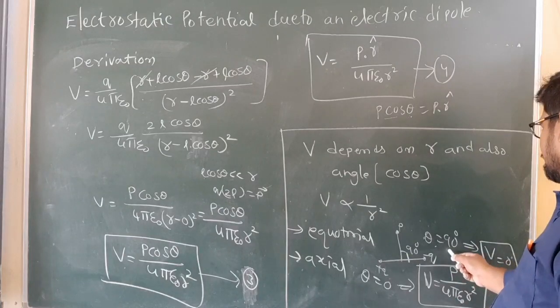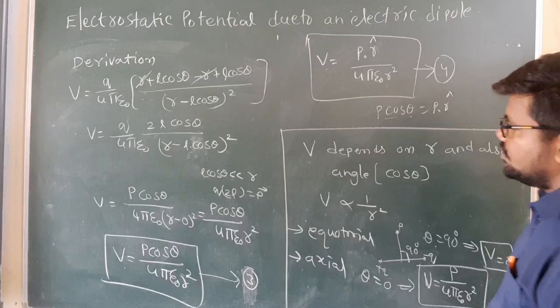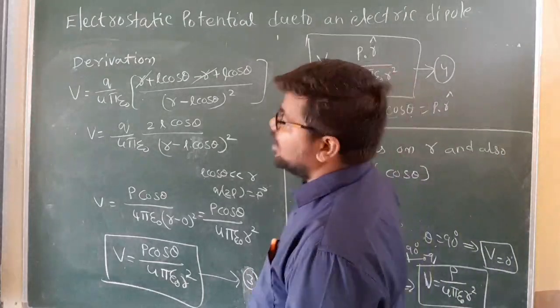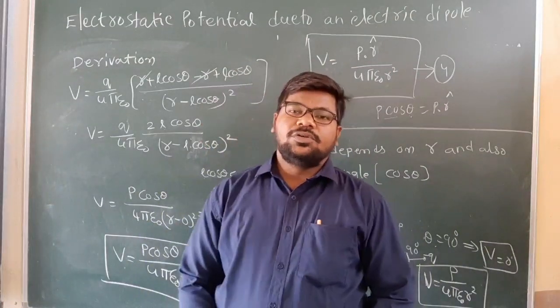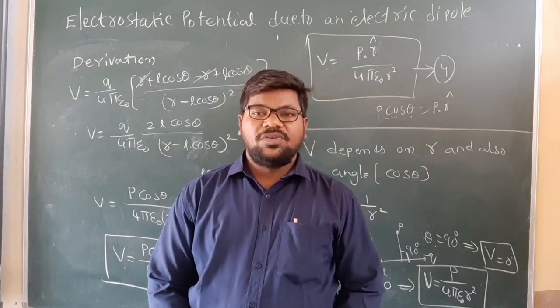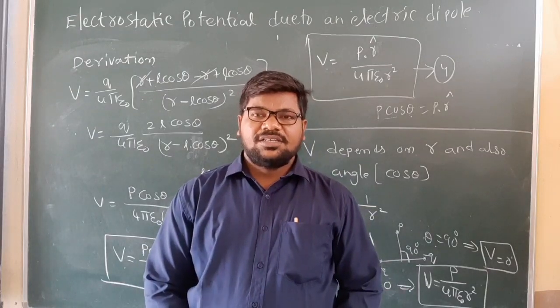Then when theta is equal to 90, V is equal to 0. So this is about electrostatic potential due to an electric dipole. Very, very important, my children.